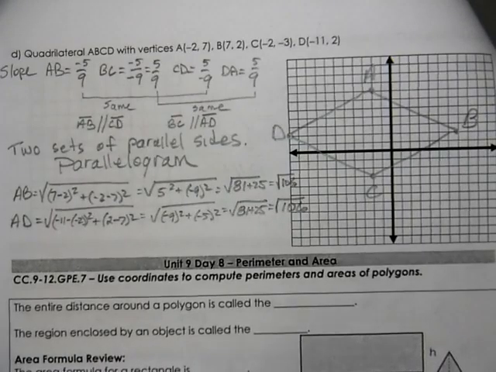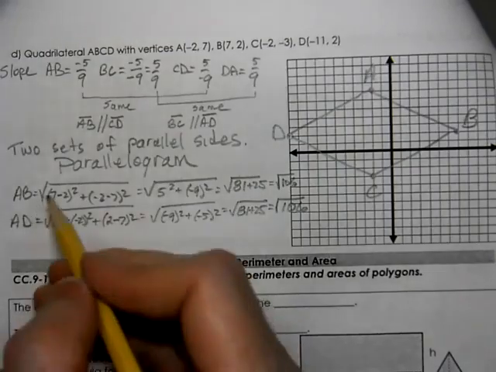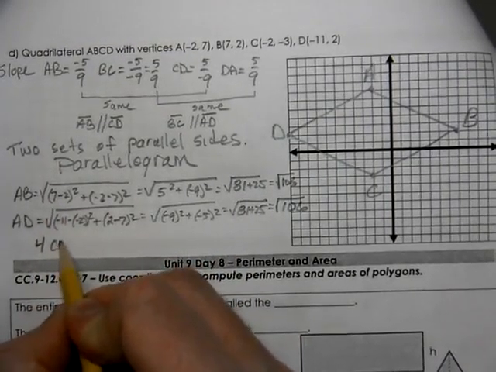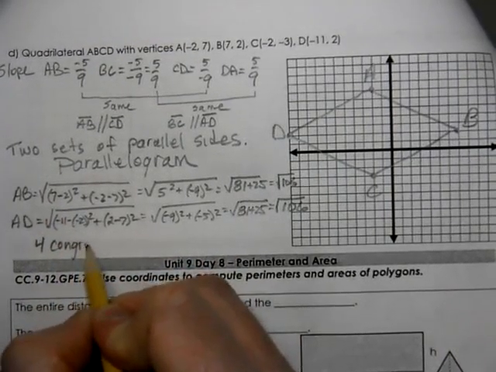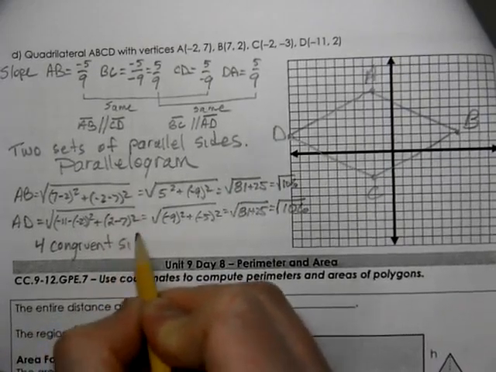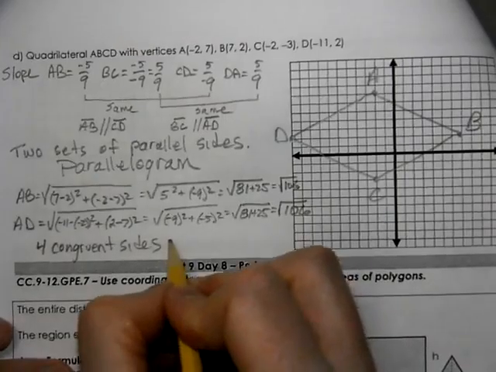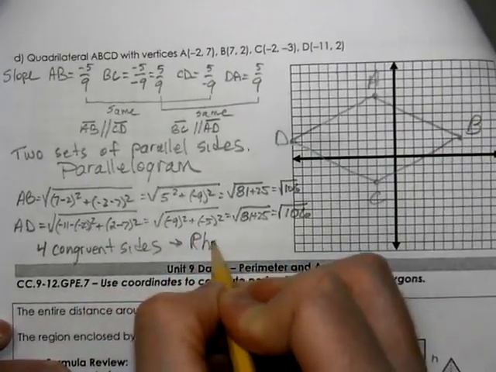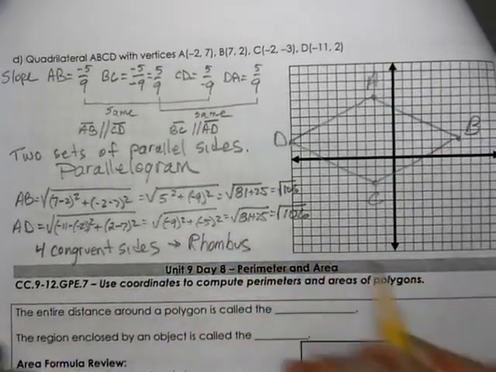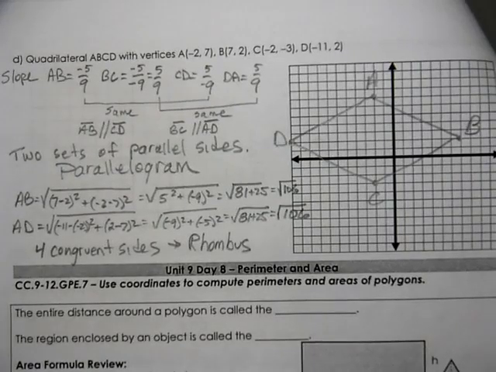So now, this would mean that all the sides are congruent to each other. 4 congruent sides. So that's going to be a rhombus. We do not have perpendicular sides, but we do have congruent sides.